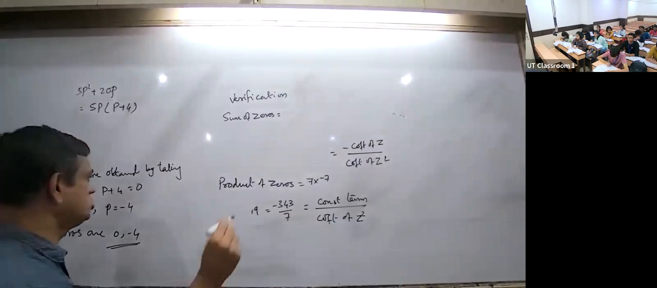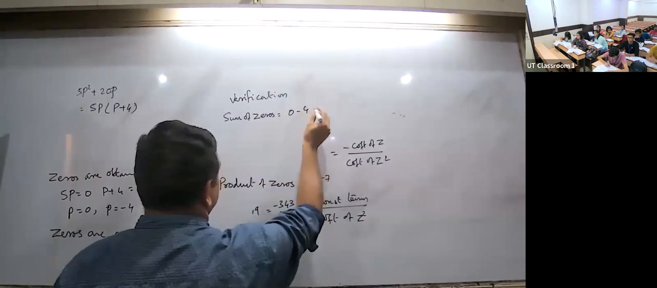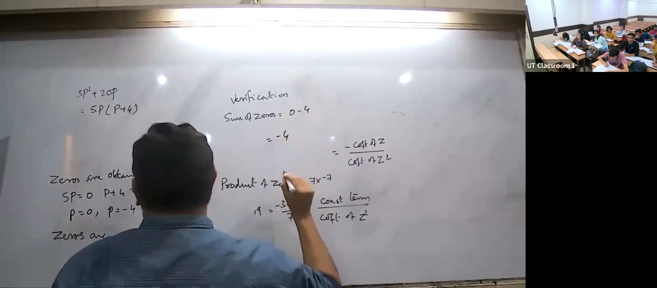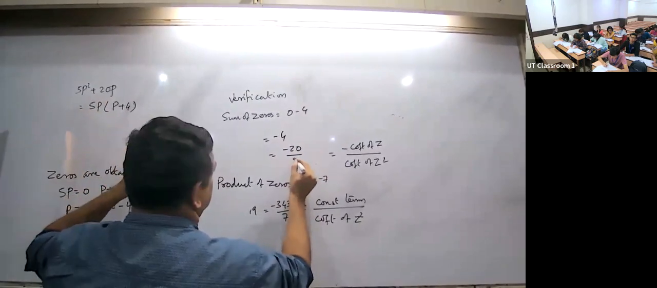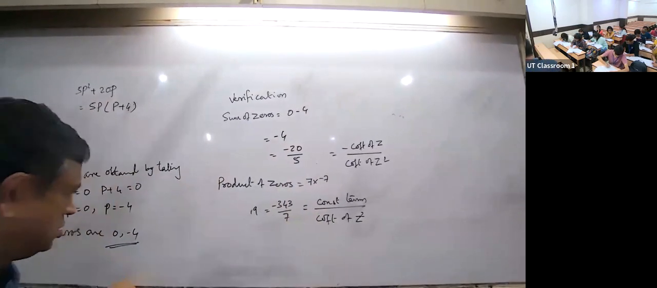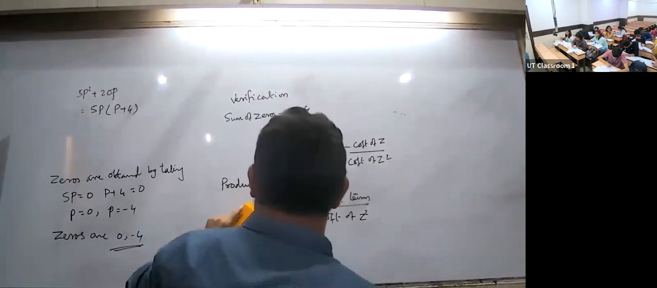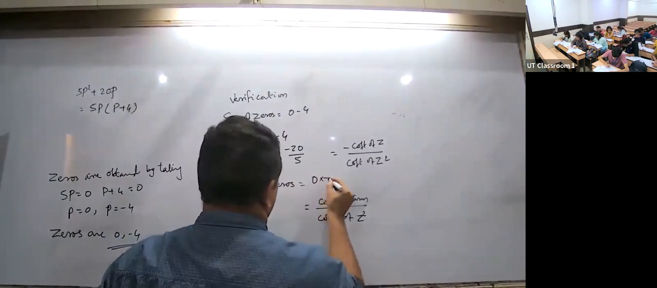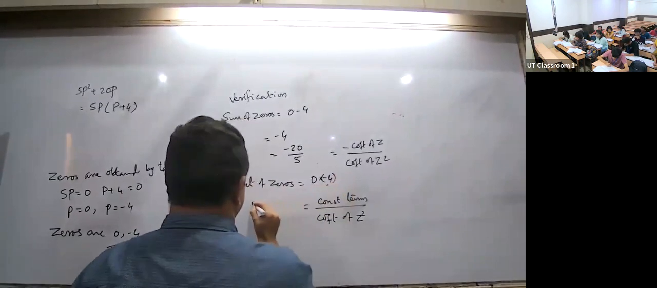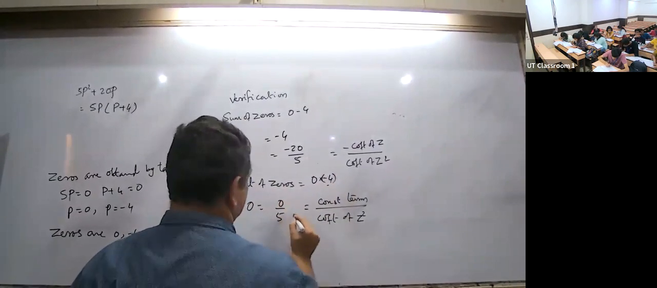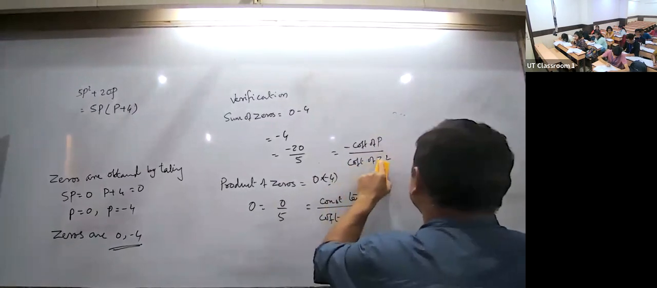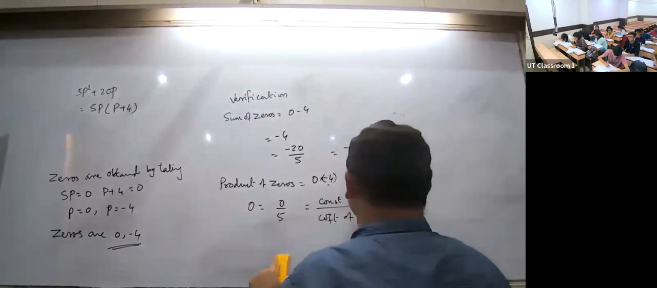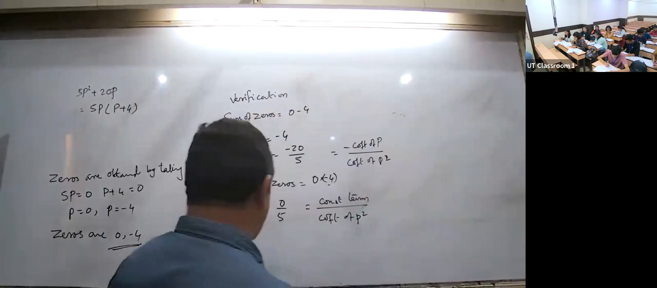Now verification, sum of zeros. Addition: 0 minus 4. How much? Minus 4. Minus 4 can be written as how much? Minus 20 divided by 5. You cancel and see, same thing only. Product of zeros. How much? 0 into minus 4. What is 0 times minus 4? 0. 0 can be written as 0 by 5. Coefficient of p upon coefficient of p square. That's it. So sum of zeros is equal to this one, and product of zeros is equal to this one.